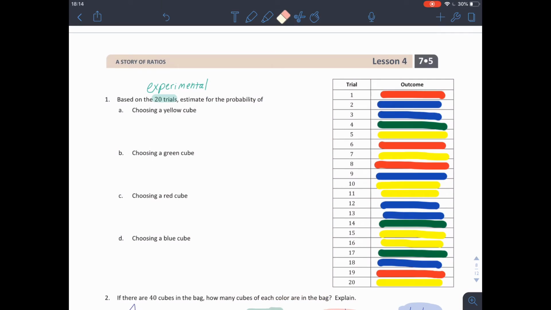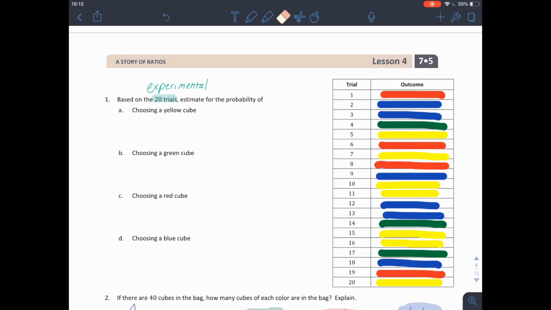So I brought my results here, and based on these 20 trials, we're going to estimate the probability for each of the cube colors. Because it's talking about using the data from my trials, this is experimental probability. Since you're already familiar with this, you can pause the video and try to calculate the probability for each of the cubes on your own.